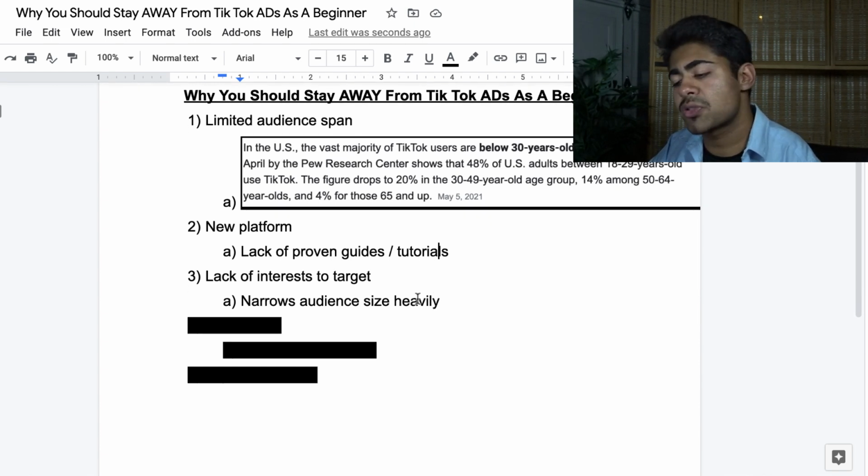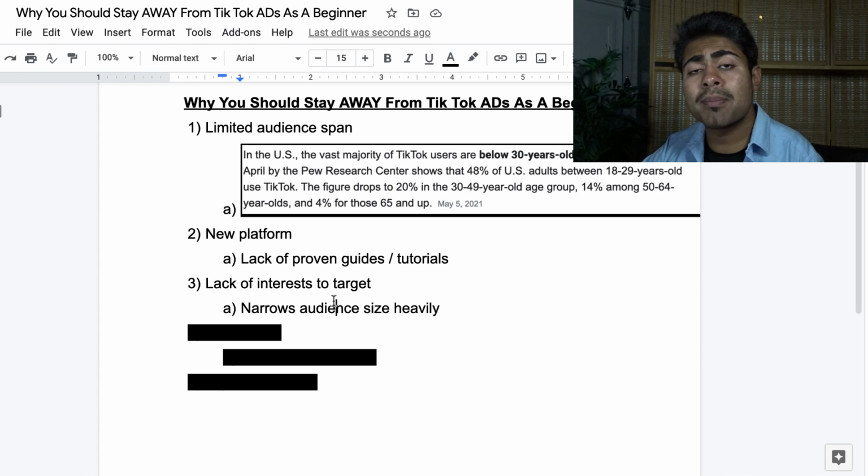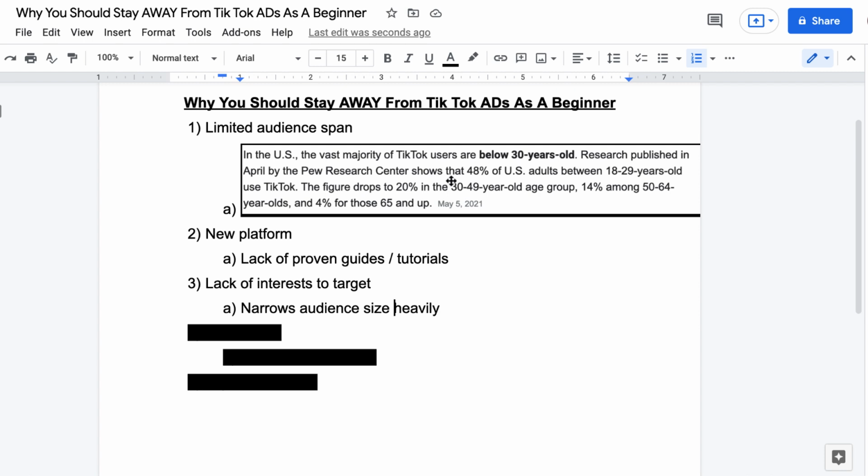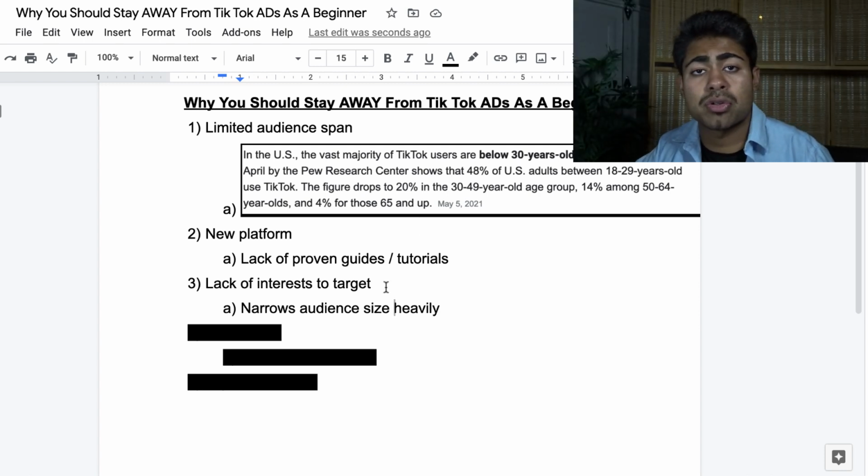So because of the lack of interest to target, it's going to be very difficult for you to find the right audiences. But in addition, because of the lack of interest and combining that with the limited audience age span on TikTok, you are limiting your audience heavily. It's just what TikTok is. It's going to narrow the audience size significantly compared to Facebook, Google, and so forth, just because first of all, there's only a handful of people using the TikTok app after the age of 30. And then second, there's not enough interest to target. So these two things combine together to make it extremely difficult as a beginner to find the type of success you want when it comes to an ad platform.